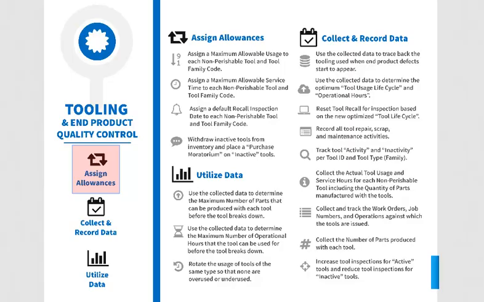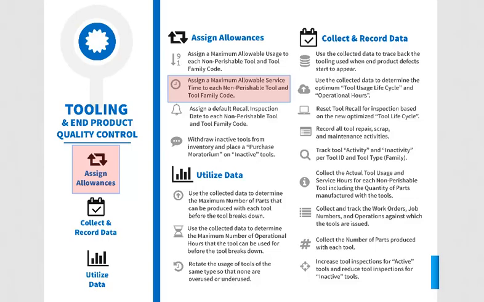Most companies have no real data on how their tools are really being used on the shop floor, so you need to assign a maximum allowable usage to each non-perishable tool and tool family code. That means you have to designate how many times you can use a tool. To do this, you need to set a limit on how many parts you can produce with the tool, or how many times the tool can go in and out to the shop floor. Based on this data, compare the allowable usage to the scrap rate. That will allow you to determine the optimum to maximum allowable tool usage. This should help you drastically reduce your end product scrap rate and drastically improve your product quality.